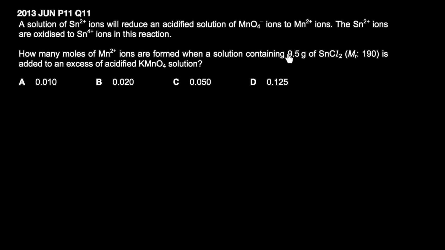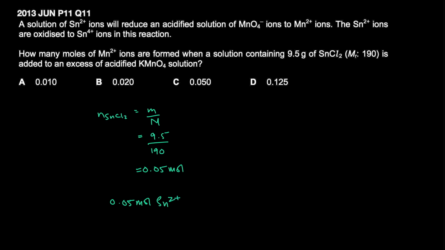Now, since we've been given the mass of tin 2 chloride and we were given the Mr, that's a hint that we should find the number of moles. So let's find the number of moles of SnCl2. That's just the mass divided by the molar mass. The mass is 9.5 grams. The molar mass is 190. So we get 0.05 moles. And in tin 2 chloride, of course, we have Sn2 plus, tin 2. So that means that we have 0.05 moles of Sn2 plus.